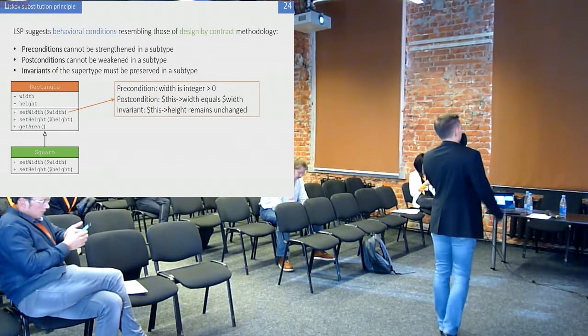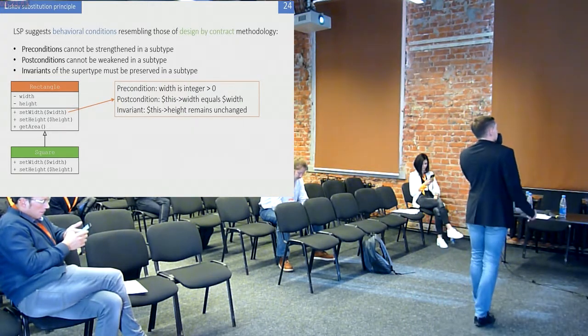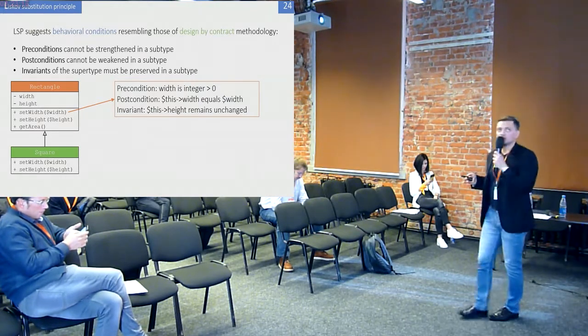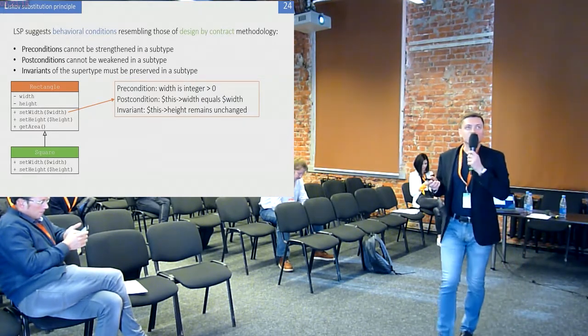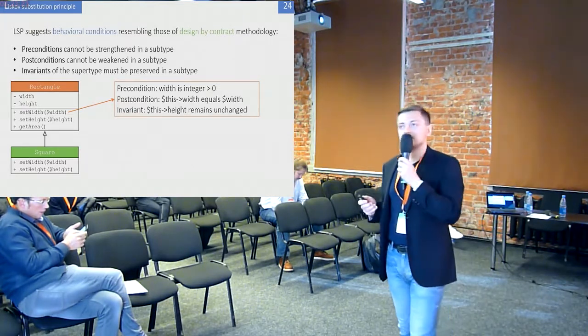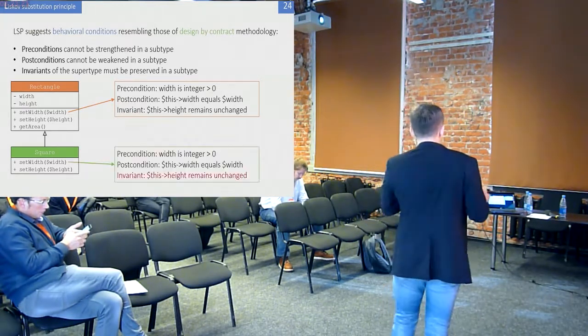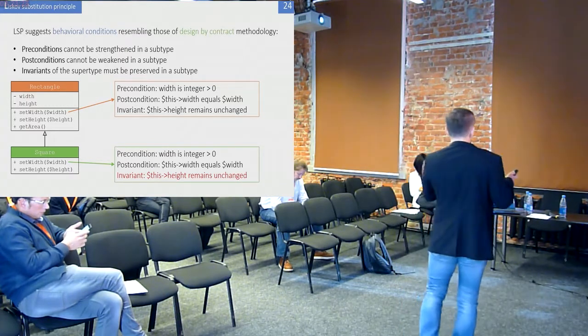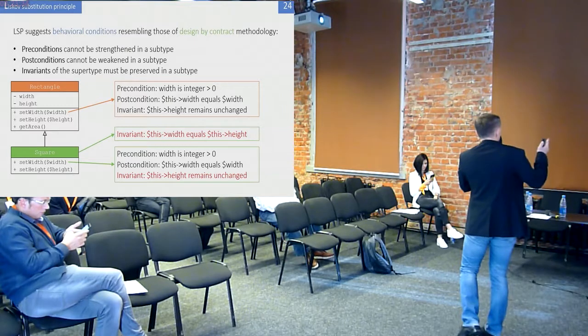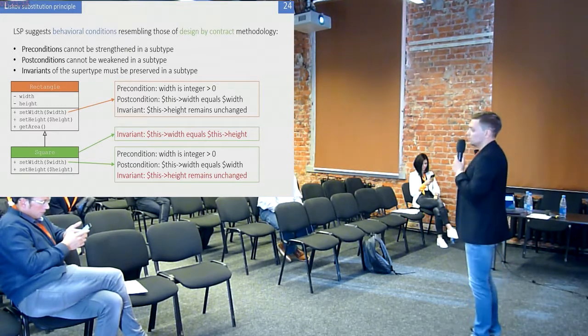Consider setWidth of a Rectangle class. The precondition is that width is an integer greater than 0. The postcondition is that width is the new width, and the invariant is that height remains unchanged. Now we understand that this invariant is not preserved in the Square class because we added a new invariant, the equality of width and height.